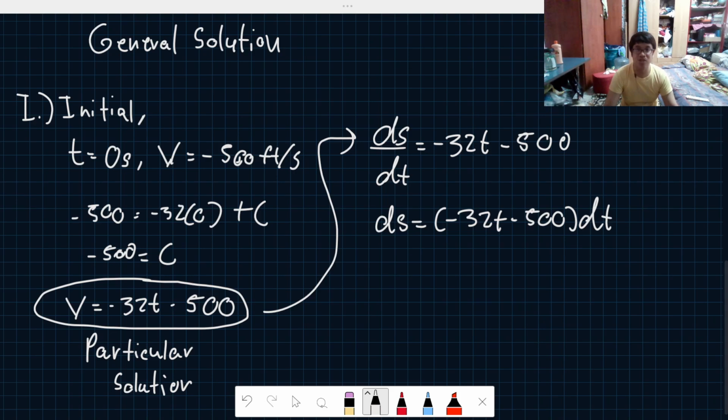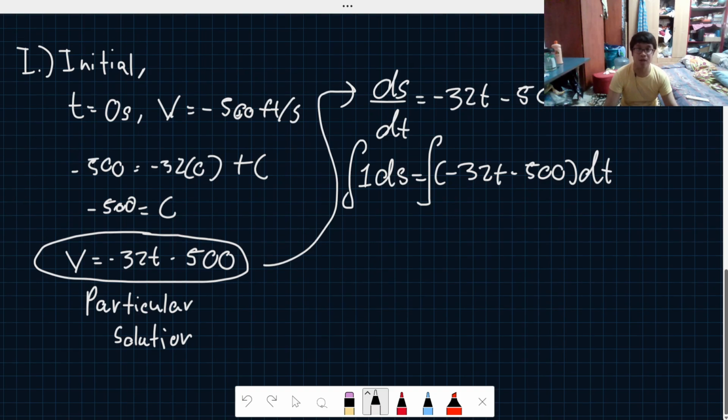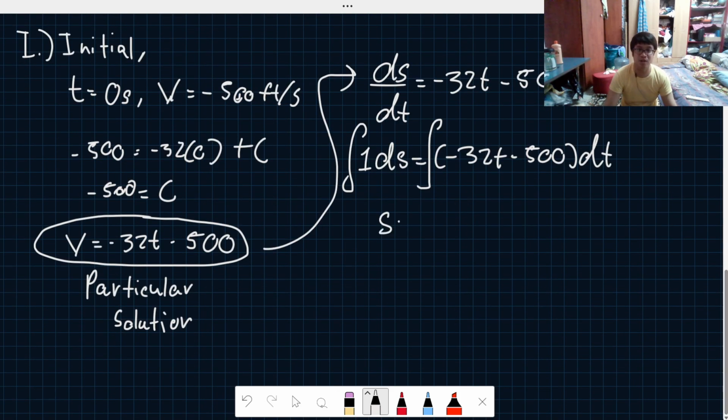In this case, you see on the right you have a t variable and then you have a constant term. And on the left side, I have ds, but remember, this is just the same as 1 ds, right? So in this case, I can now integrate both sides. Here, the integral of 1 with respect to s, I'll just apply a constant rule of integration. So I will just have s is equal to this one here.